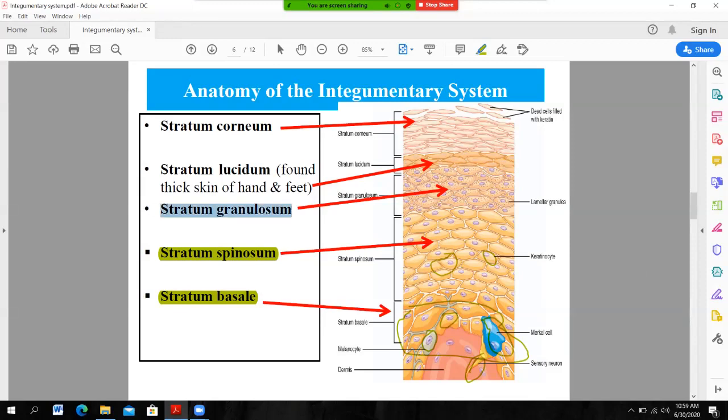Stratum granulosum is superficial to the stratum spinosum. And here, keratinocytes in the stratum granulosum produce waxy lamellar granules. And the function of these granules is that the skin becomes waterproof due to these granules. Another layer is the stratum lucidum. Stratum lucidum is not found everywhere. It is only found in the skin of the hands and feet.